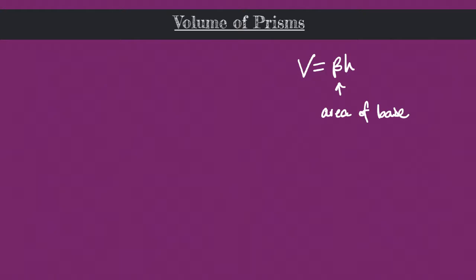Now, mind you, there is a general formula that you might see, like V is equal to LWH. However, I find that using the formula of V equals B times H is just one formula that I have to remember, not just for prisms, but also for cylinders. And we're going to talk about that in another video as well. So let's go ahead and look at our example.